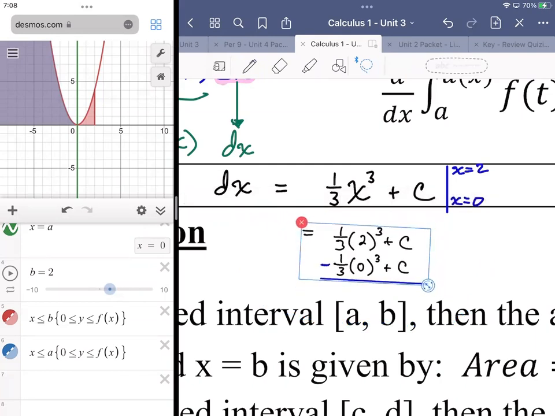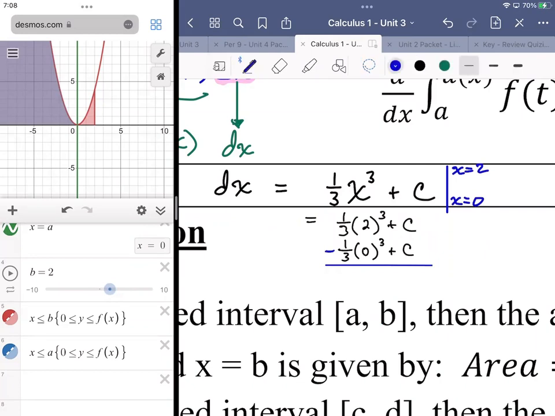But you'll see when I subtract these two expressions, since this c value is the same, it's actually going to cancel out. This is the same constant in both cases. So I'm looking at 1/3 times 2 to the third, which is 8/3, plus c, minus 0 minus c. Because these are exactly the same constant, when you subtract them, they cancel out in this instance, leaving us with just 8/3.